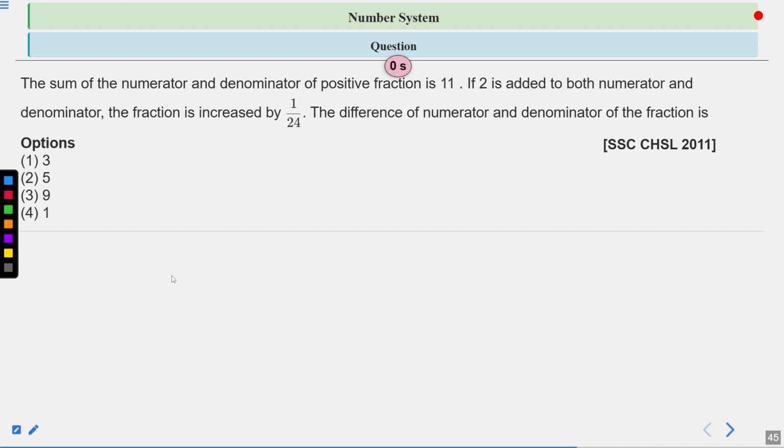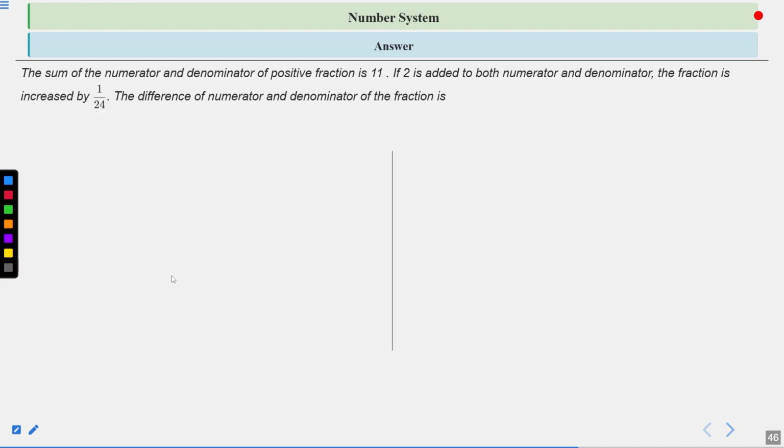Now time's up. Let's see the solution of this question. The question says that the sum of the numerator and denominator of a positive fraction is 11. If 2 is added to both numerator and denominator, the fraction increases by 1 by 24. So we can calculate the difference between numerator and denominator of the fraction. The correct answer of this question is the fourth one, which is 1.